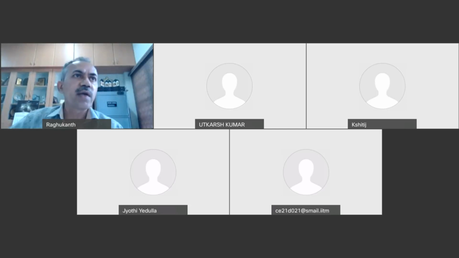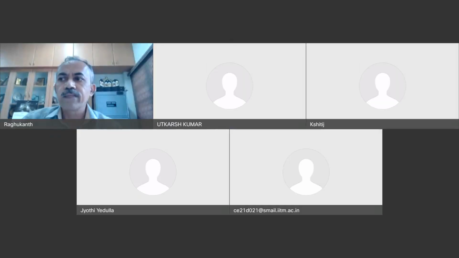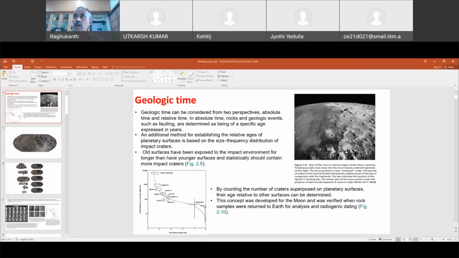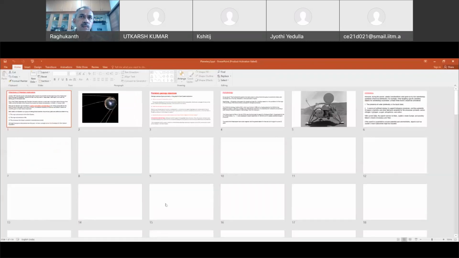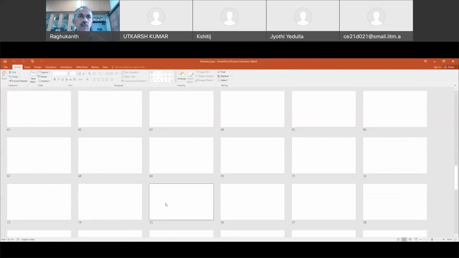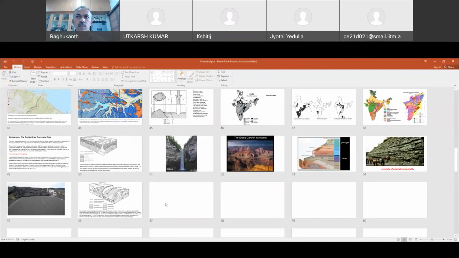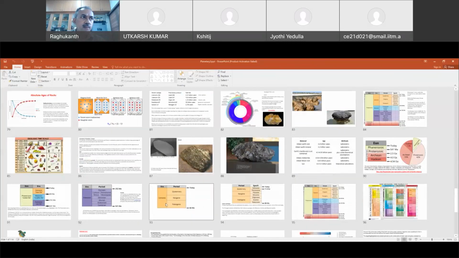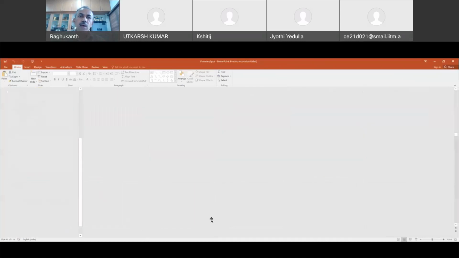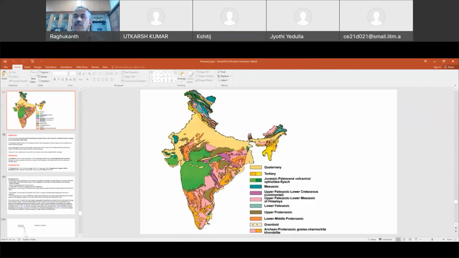You are able to see the screen, right? Okay. No, yes. So you are able to see this screen, the geological map of India.